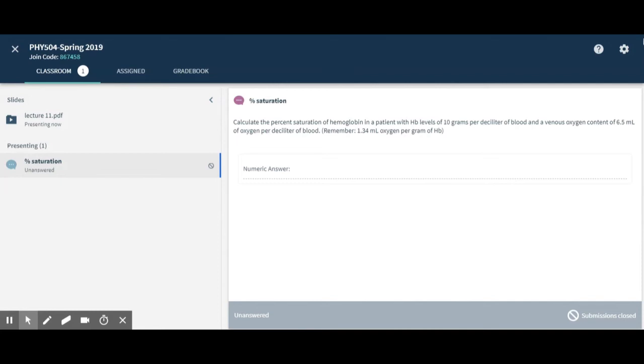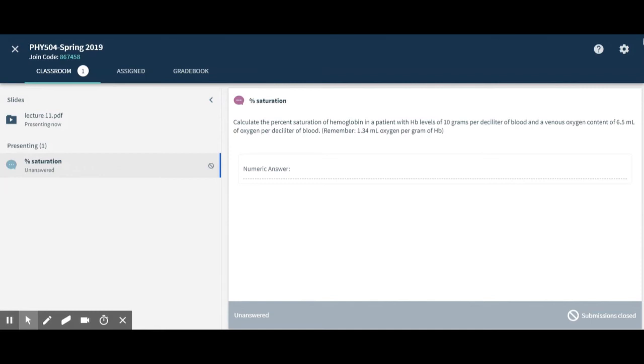Okay. So, we were specifically looking at the percent saturation of hemoglobin if they had 10 grams per deciliter of blood and a venous oxygen content of 6.5 mils of oxygen per deciliter of blood. So the first thing that you want to do is say how much hemoglobin do they have and how much oxygen can be carried per gram of hemoglobin. So they have 10 grams of hemoglobin per deciliter of blood, and the oxygen carrying capacity of hemoglobin each gram is about 1.34 mils. So together, you get 13.4 mils of oxygen per deciliter of blood in this person.